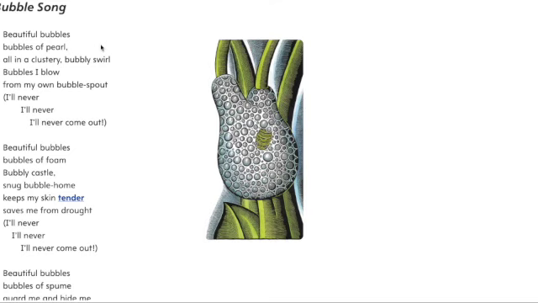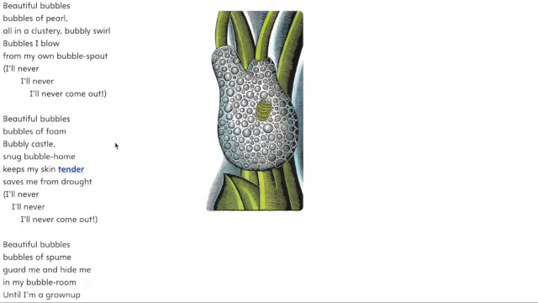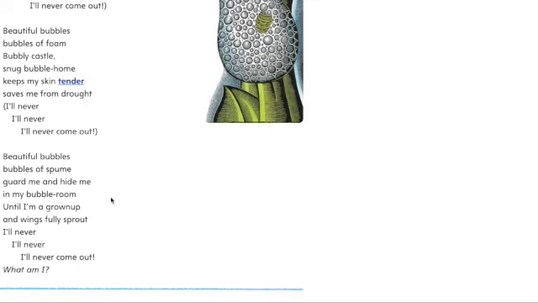All right, Bubble Song. Beautiful bubbles of pearl, all in a clustery, bubbly swirl. Bubbles I blow from my own bubble spout. I'll never come out. Beautiful bubbles of foam. Bubbly castle, snug bubble home. Keeps my skin tender, saves me from drought. I'll never come out. Beautiful bubbles of spume. Guard me and hide me in my bubble room. Until I'm a grown-up and wings fully sprout. I'll never come out. What am I?